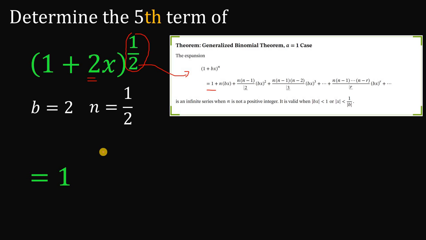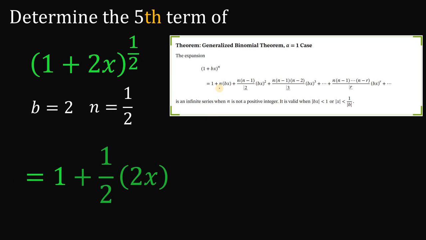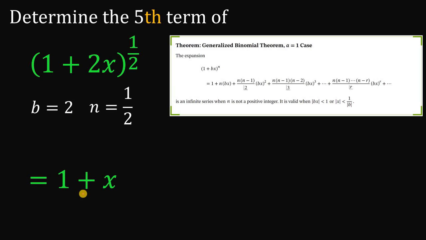Very simple. Now, let's have the second term. The second term is just n multiplied by bx. We have n equals 1/2, and b is equal to 2. So we have 1/2 multiplied by 2x. Now let's simplify. We know this is over 1, so we can cancel out 2. So this is simply equal to x. So we have 1 plus x.